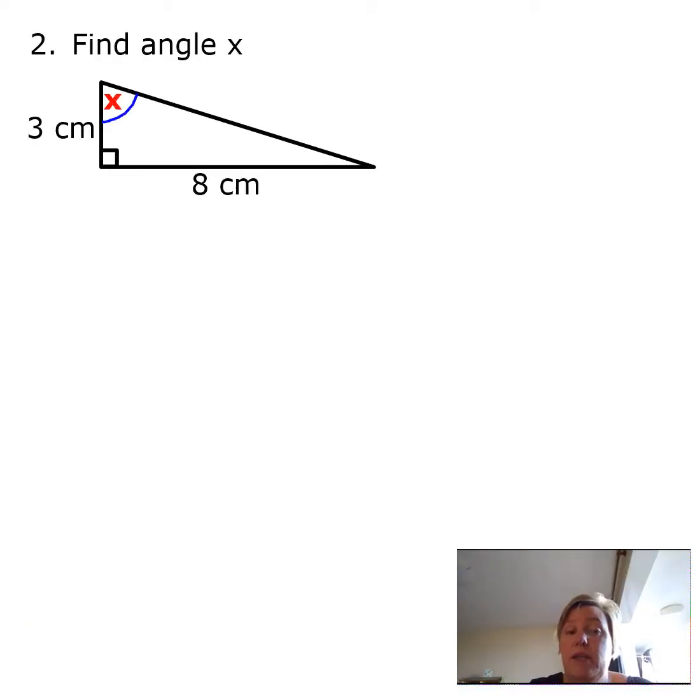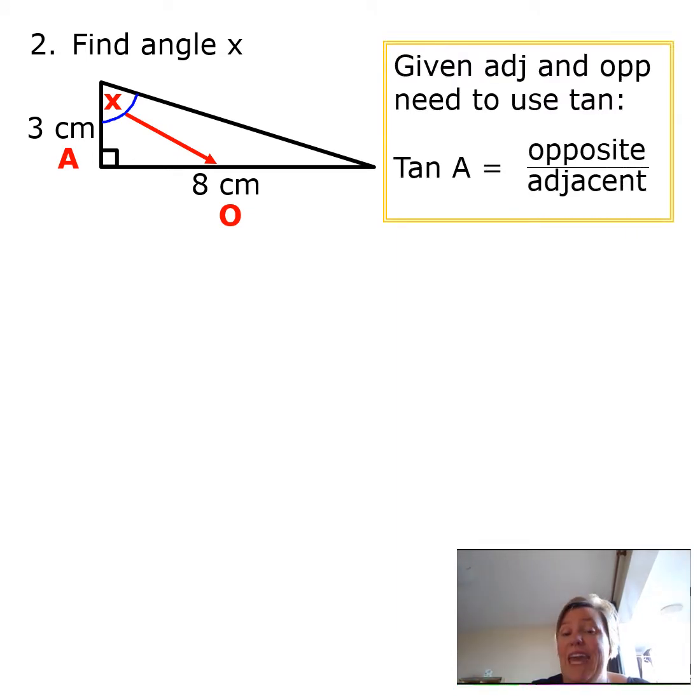Let's have a look at a second one. This time I've got the marked angle as X. I'm going to label it first. That 3 centimeters is on the adjacent because it's next to it, and the 8 centimeter is on the opposite. So got those labeled. That means I'm going to use tan. Okay, there is the equation for tan. Remember, that needs to go down, please. Next step is to put them in.